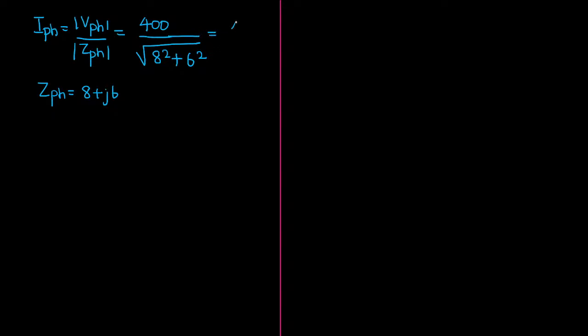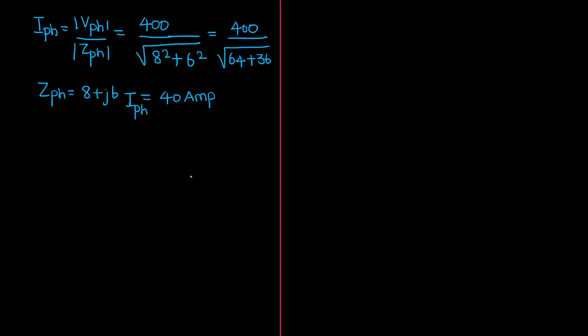How will you reduce it further? In the numerator we have 400, upon the denominator square root of 8 squared, that is 64, plus 36. It will be 100. Square root of 100 will be 10. So 400 divided by 10 will give you 40 ampere. Yes or no? So we have calculated the value of the current successfully. The value of the per phase current became 40 ampere.